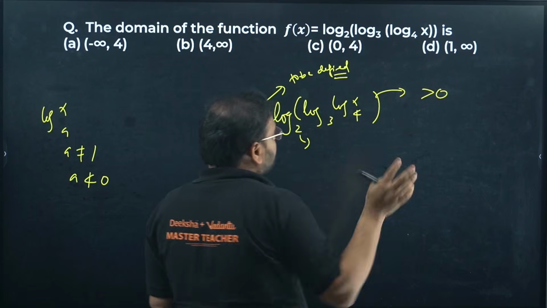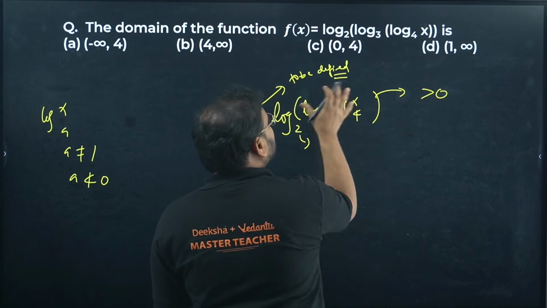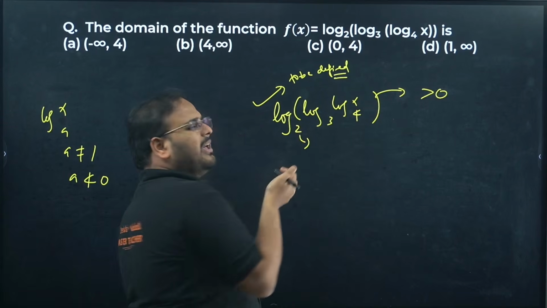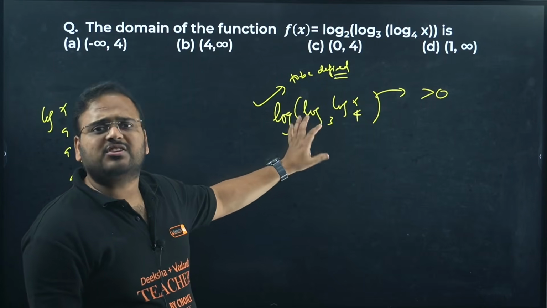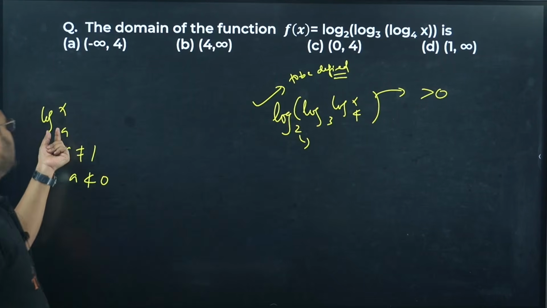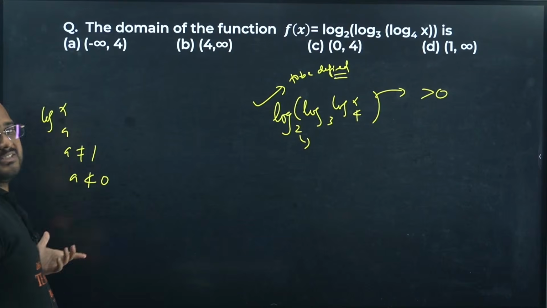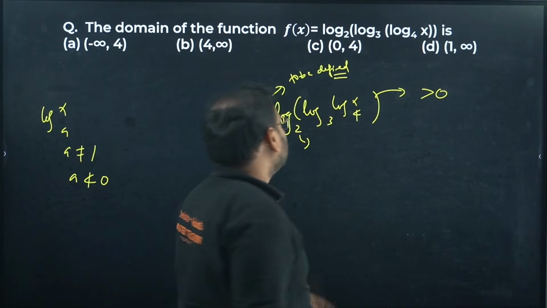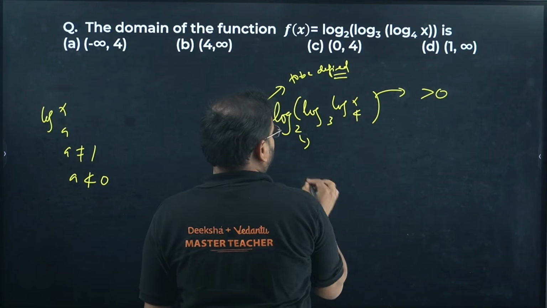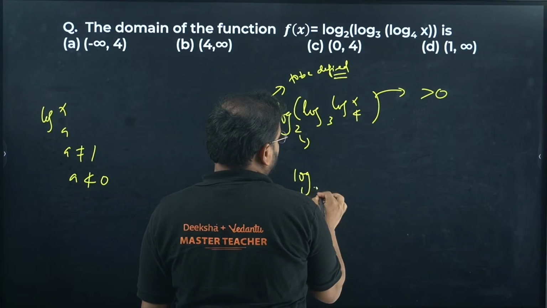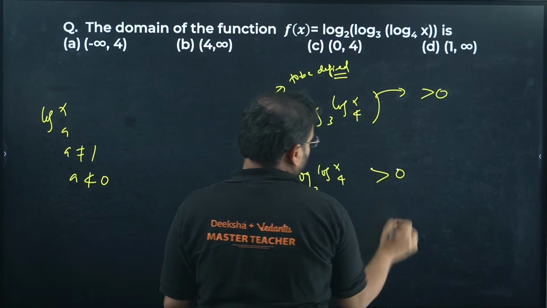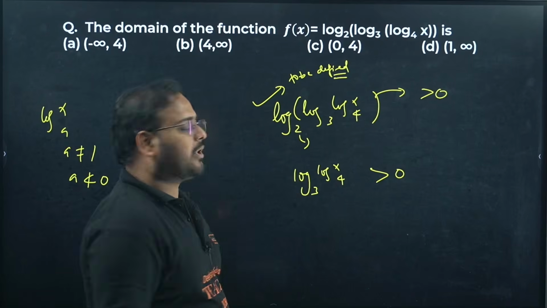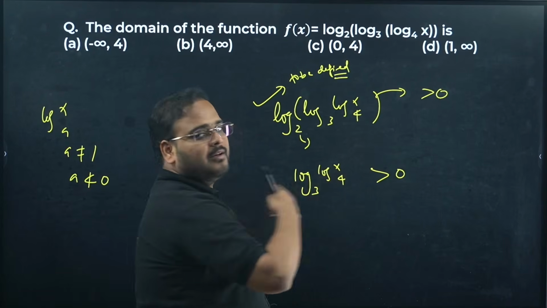Great, sir. So once we have this result, it means this is clear. Log with the base 2 is okay, no problem. It is not negative, it is not 1. So both conditions are validated over here. Now check over here, only this thing is what we need to work on. So log with the base 3, log of x with the base 4 should be more than 0.